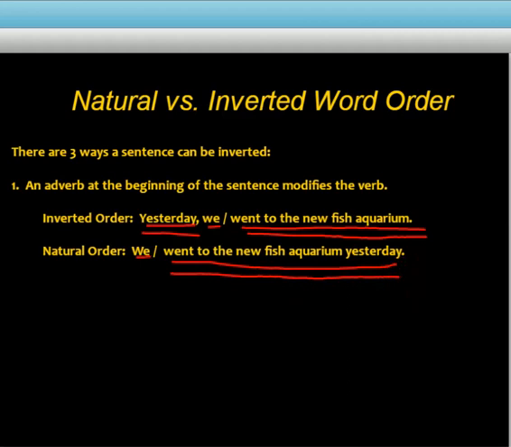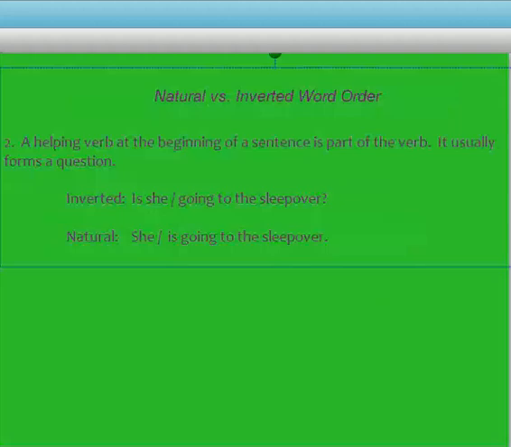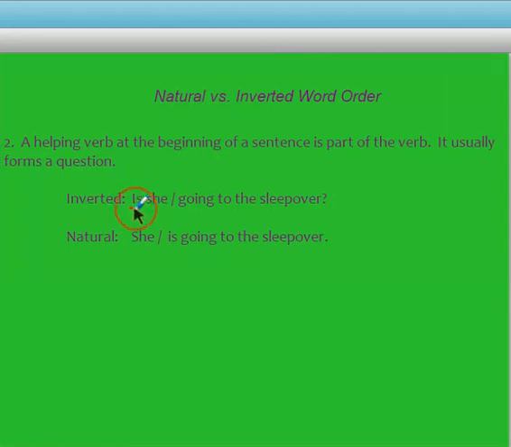Let's look at another way. A helping verb at the beginning of a sentence is part of the verb. It usually forms a question. We just talked about this when we had the helping verb at the beginning in our helping verbs video. So inverted, is she going to the sleepover? Is actually part of the predicate, so we'd underline that one twice. And the rest of the sentence would be twice. And then our subject is sandwiched in there.